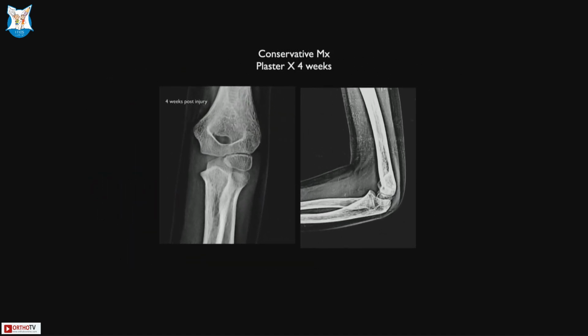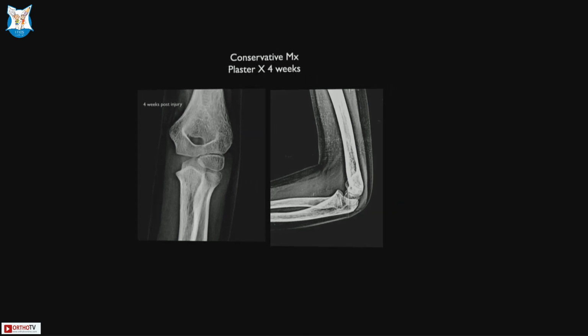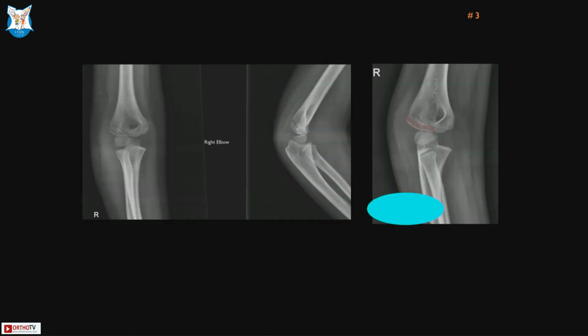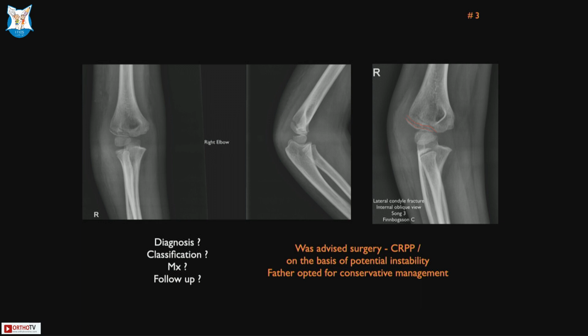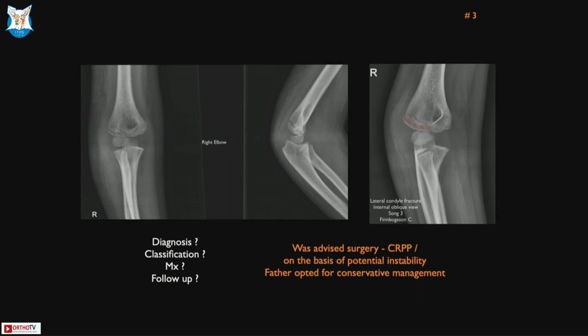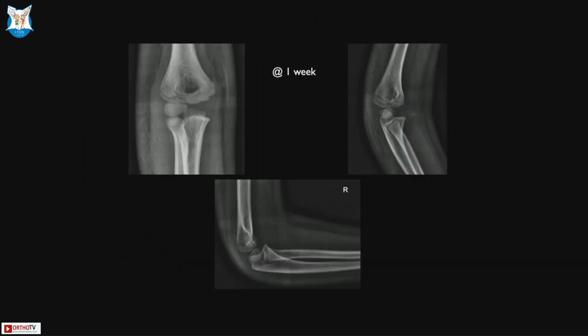So here is another example. This was conservatively managed. No, sorry, that was a previous case slide. So here is a fracture line. You can see this, I would call potentially unstable. And in my interpretation, this is potentially unstable, and therefore I would offer surgery. Surgery was offered for this. Father refused and wanted to continue with conservative management. Perfectly fine. You need to watch it.